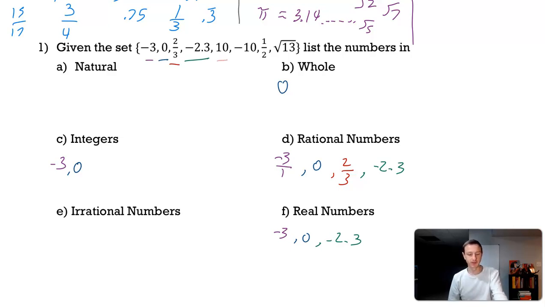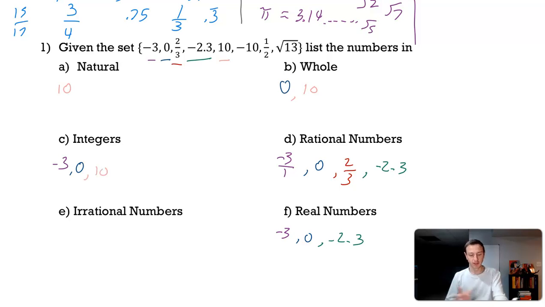+10. So +10 is a natural number because natural numbers start at 1, 2, 3, 4. +10 is a whole number because if it is a natural number, it is also a whole number. If it's a whole number, it's also an integer. If it's an integer, it's also rational. It could be rational or irrational to be real, but it falls into the real numbers.